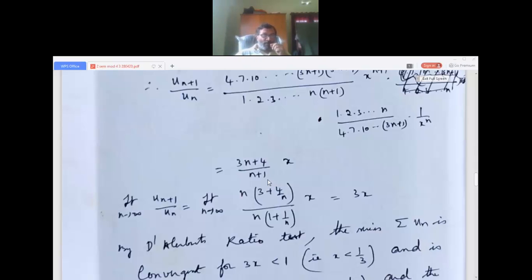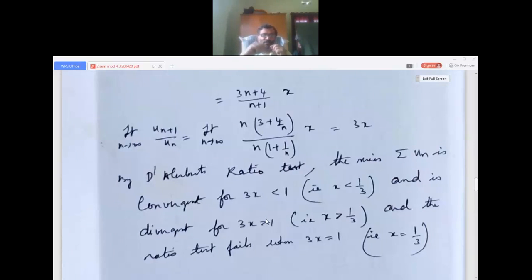Now, according to D'Alembert's ratio test, we apply the limit. Limit n tends to infinity, un plus 1 divided by un equals limit n tends to infinity. Again, to apply the limit, we bring n outside: 3 plus 4 by n divided by, again n outside, 1 plus 1 by n, into x. Now n and n get cancelled. When you apply the limit, 1 by infinity is 0, 4 by infinity is 0, so only 3, that is 3x.